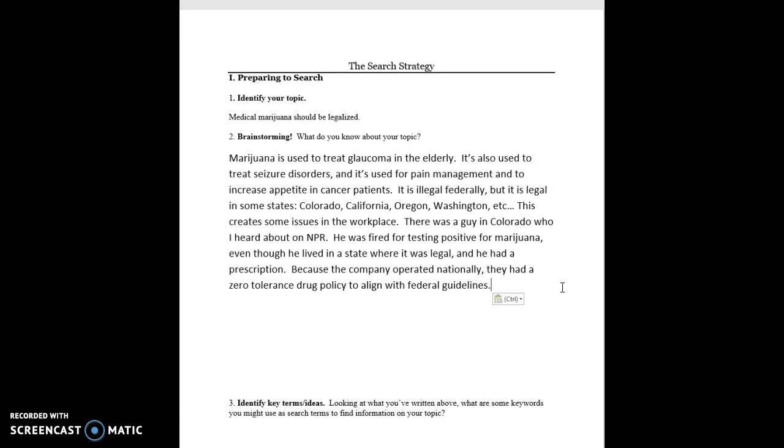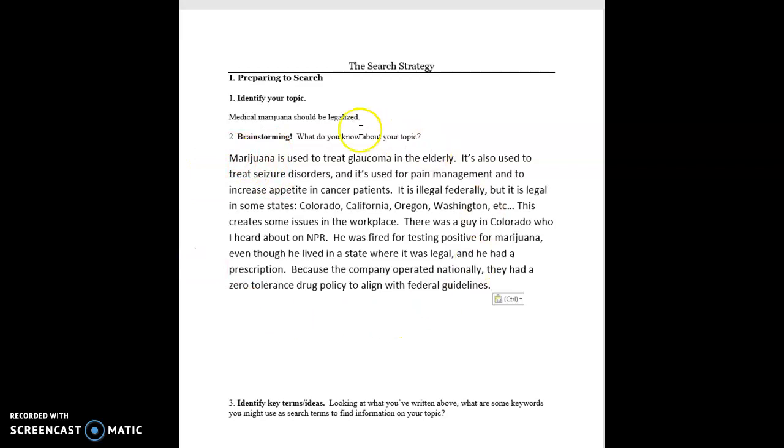Okay, so in just a couple minutes, that is what comes to mind when I think of the issues surrounding marijuana legalization. And so this is my free write. So where do we go from here? Well, at this point, we want to use our free write and our topic statement to identify some potential keywords or search terms that might be helpful to us in finding information on our topic.